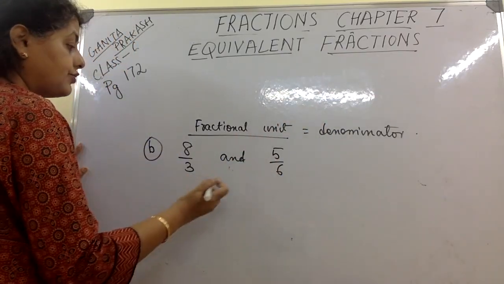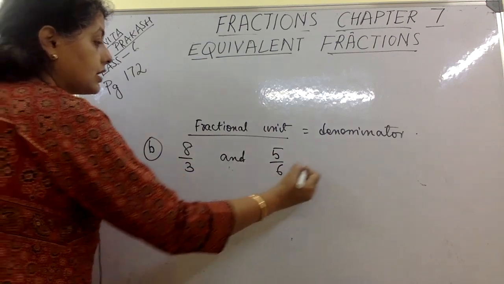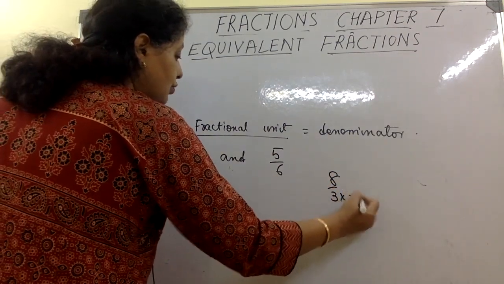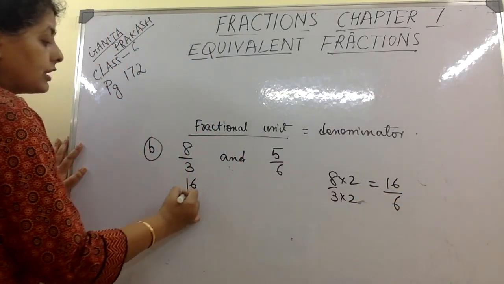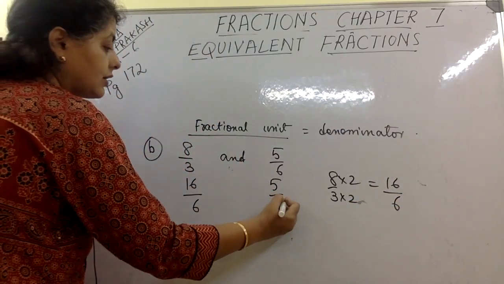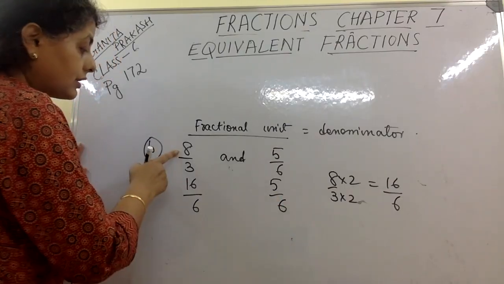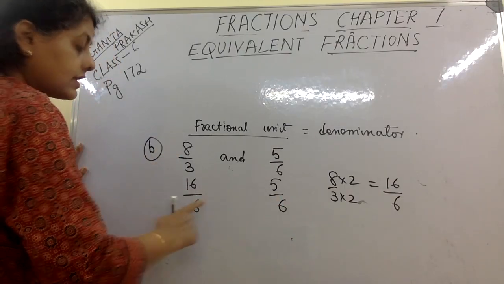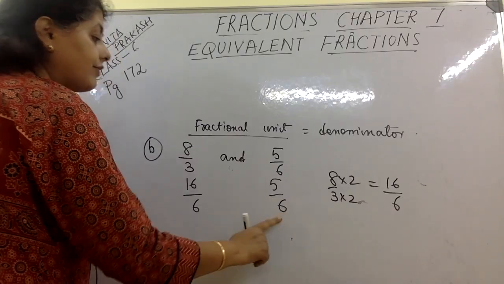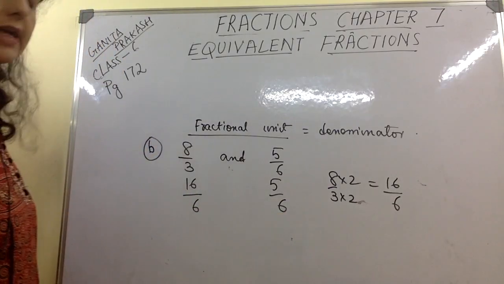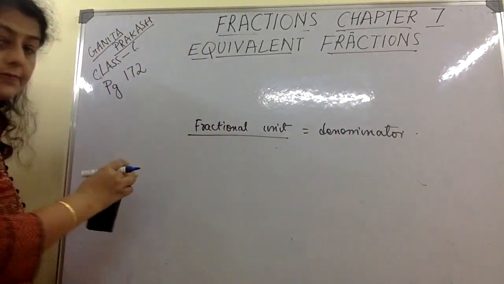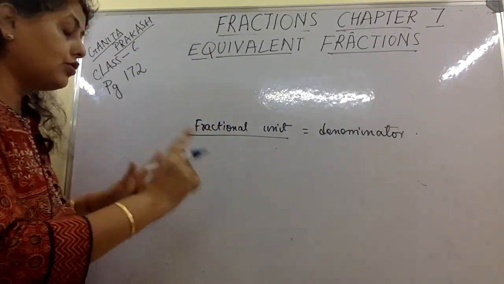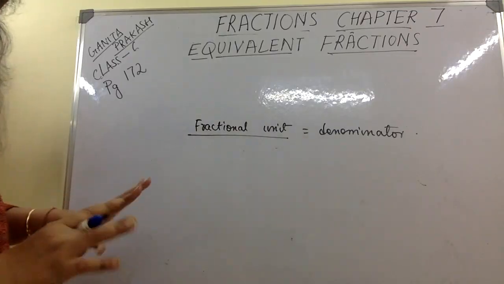This I don't have to change, but here I'll have to change. So 8 by 3 into 2 into 2, 16 by 6. So my two equivalent fractions are, for this it is the same, for this the equivalent fraction is this, and now I have the same fractional unit. So they have the same fractional unit, so I have got my answer. They are not saying that the two last numbers are equivalent, they are not.